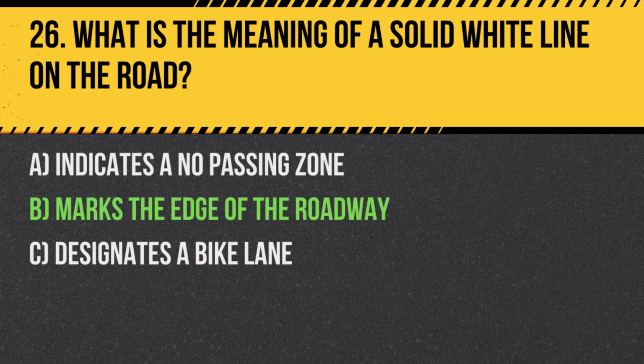Answer: B. Marks the edge of the roadway. A solid white line on the road typically marks the edge of the roadway, guiding drivers to stay within the bounds of the lane.